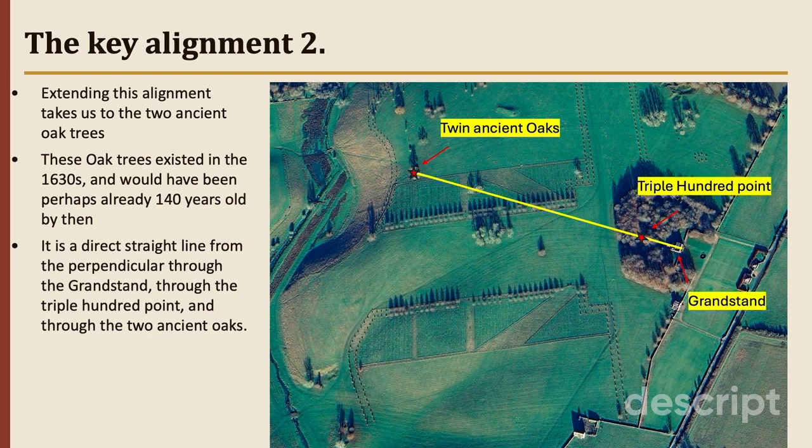If we then extend that same perpendicular line, through the grandstand, through the 100 point, and extend it further, it hits two ancient oak trees. These are oak trees which, at least one of which is suspected of being planted before 1492. So they're the two oldest oak trees in the parkland and would have been already big 140-year-old trees by the time Crump Dutton enclosed the parkland and built the grandstand. And that's in a straight line. Could be a coincidence.